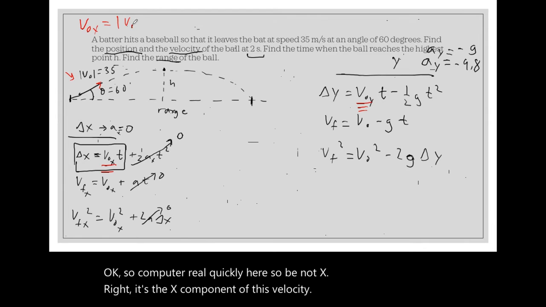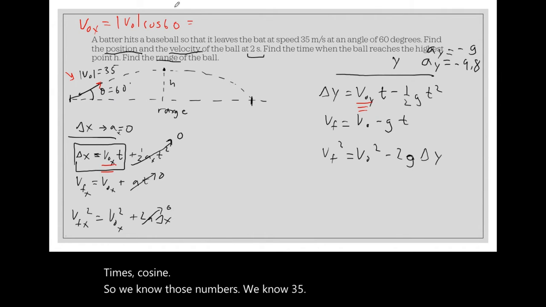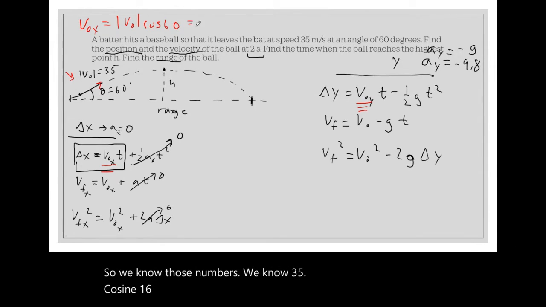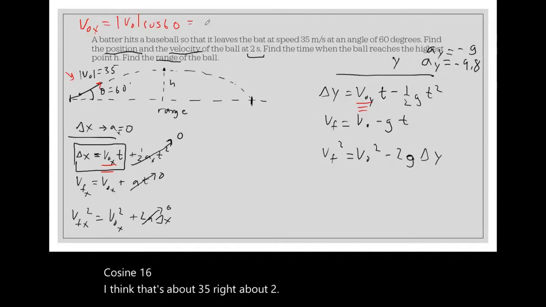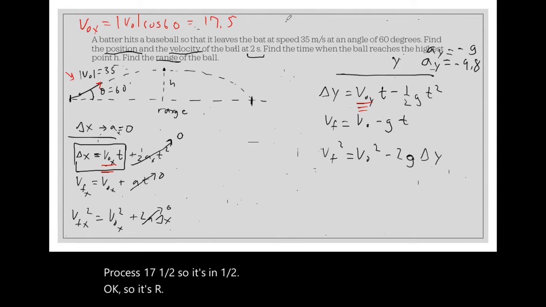So it's going to be v naught times cosine 60. Okay, so we know those numbers. We know 35 cosine 60. I think that's about 35 divided by 2. What's that, 17.5? 17.5. Okay, so that's our x component of the velocity.